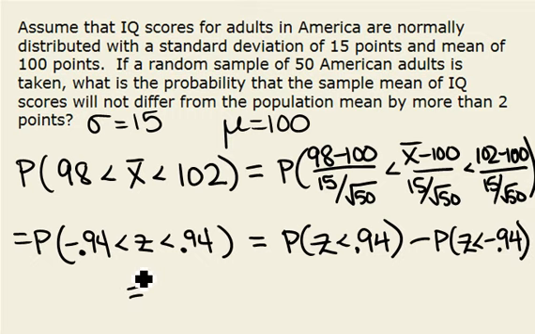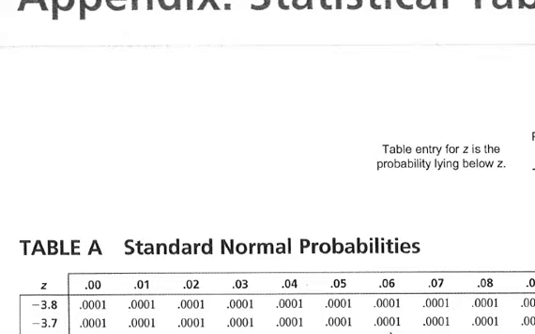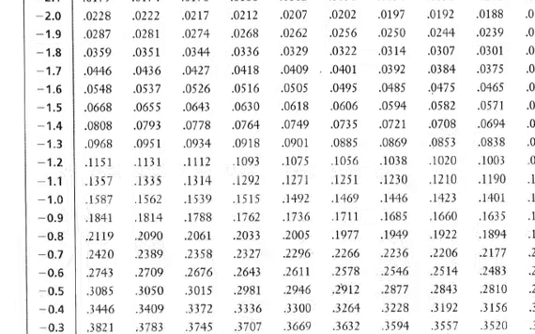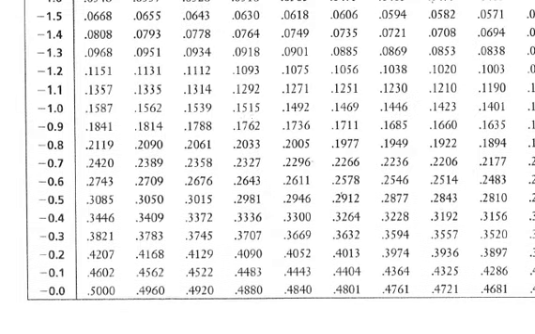So in our table we need the values for positive 0.94 and negative 0.94. Looking for the positive value first will be on the second page of your normal table. And so for 0.94 we get a probability of 0.8264. For negative 0.94 we get 0.1736. And so what we want to do is subtract those.